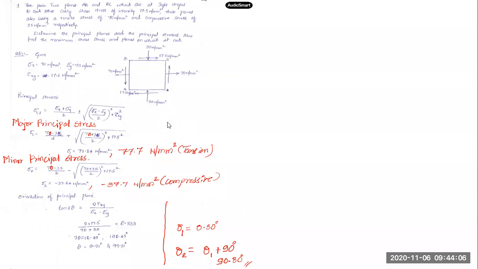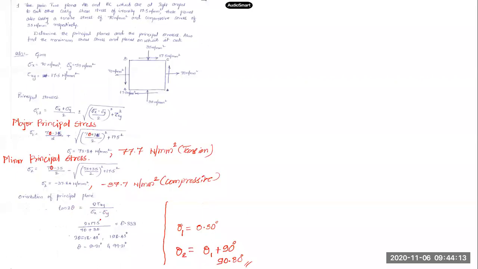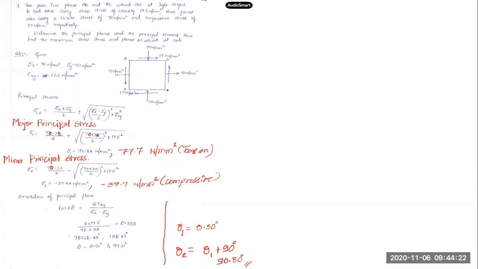Others, please see what you get. If you are not getting the correct values for 70 or 75, it doesn't matter. Check from your calculation. Please tell me if you are not able to get that. So this is about major and minor principal stresses, and major and minor principal planes.